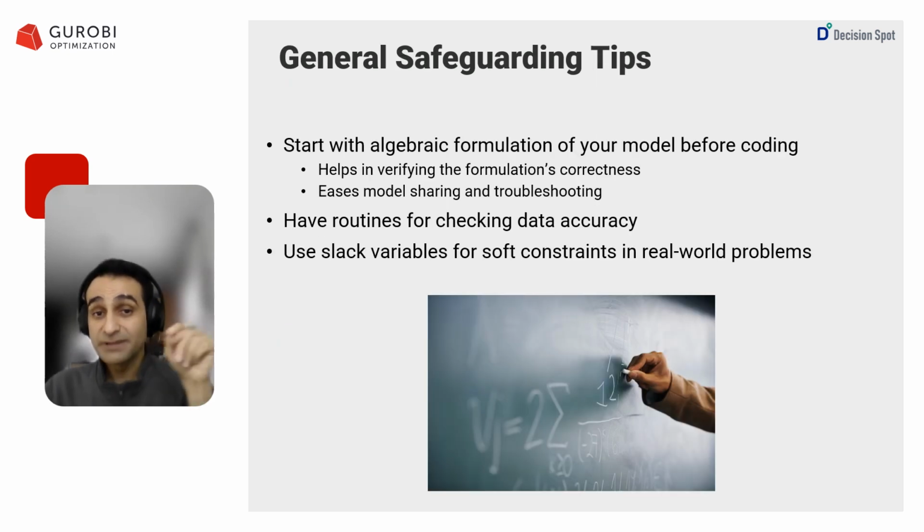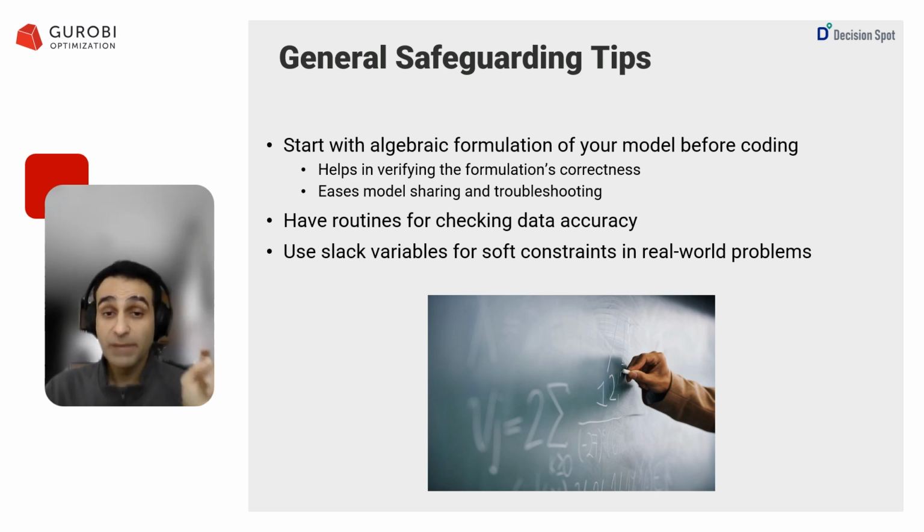All right, let's wrap up this part with some general tips to safeguard your optimization models from infeasibility. First, always start with the algebraic formulation of your model before jumping into the code. Now, this step helps you verify that the formulation is correct before anything gets too complicated. It also makes it much easier to share the model with others, whether that's a colleague, a support team, or even an online community when you need assistance.